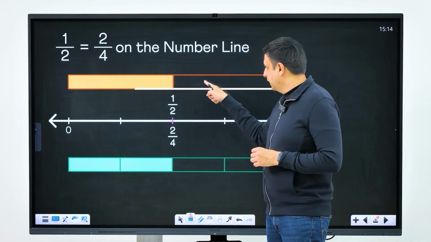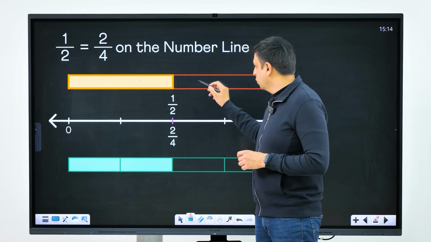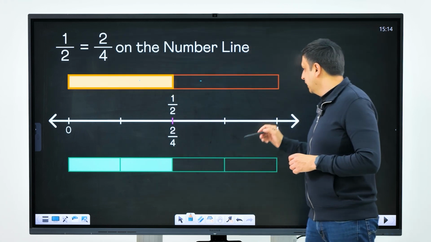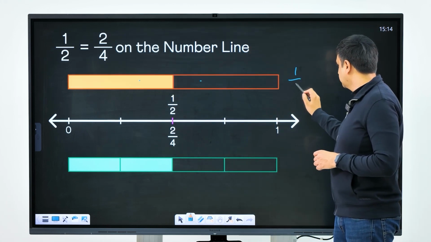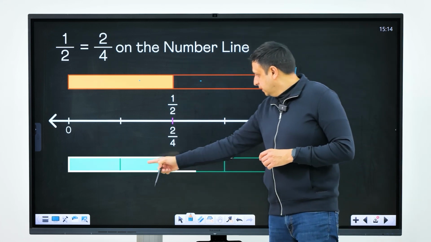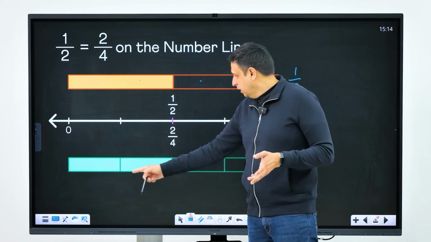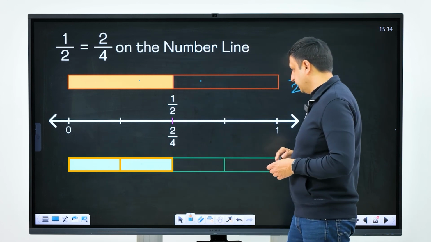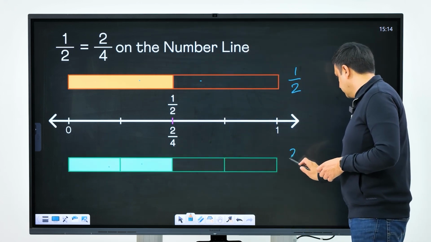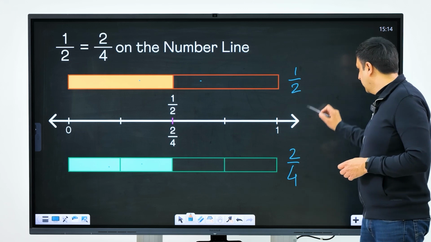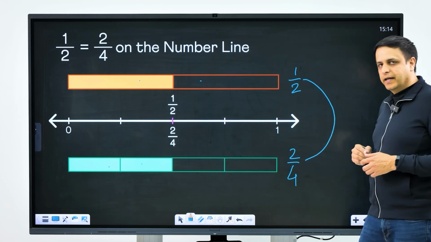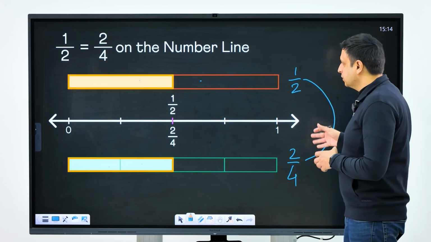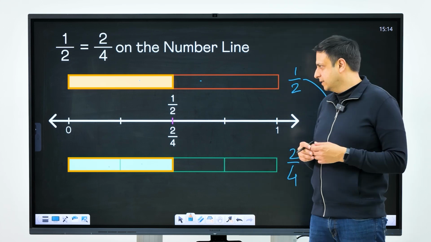So look at this picture here. It has a whole divided into two equal parts. One of them is shaded. So this represents the fraction 1 over 2, and this picture here has the same whole divided into four equal parts, and two of those parts are shaded. So this picture represents the fraction 2 over 4, and as we can see, these two fractions are equivalent because the same portion of the whole is shaded in both cases.